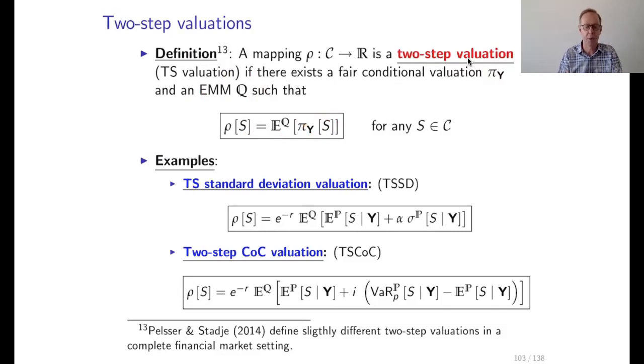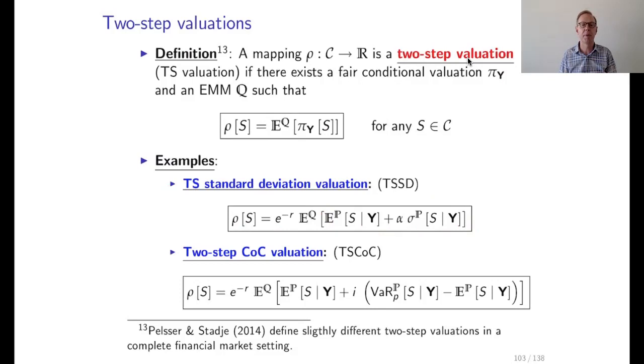Let us have a look at two examples. The two-step standard deviation valuation is defined as follows. In the inner step, we condition on the financial information and we apply the standard deviation principle, but then we end up with a derivative, and then we price the derivative by discounted expectation under Q. The two-step cost of capital valuation has a similar interpretation.